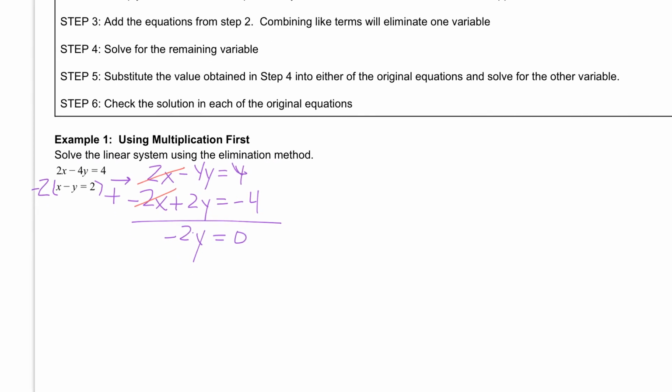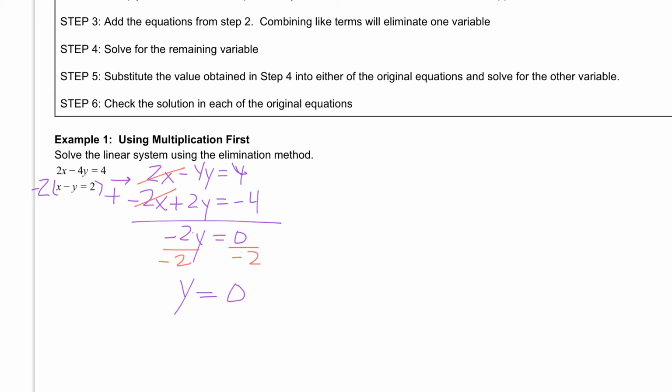So from here, I want to continue solving for y. So right now, this y has a -2 in front of it. So to get rid of that -2, I can divide both sides by -2. And I get y is equal to 0. Then I go to my next step, where I'm going to take the 0 and plug it into either one of my original equations. So I'm just going to go with the top one.